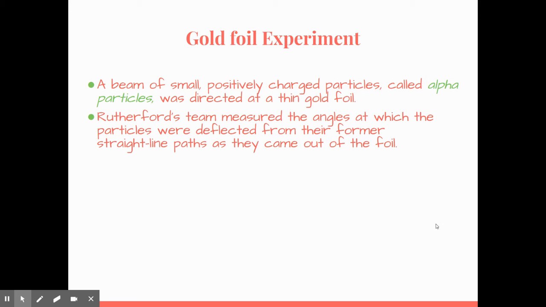These alpha particles were beams of positively charged particles. They were directed at a thin sheet of gold foil. The reason he used gold is because gold is very malleable and you can hammer it out into very thin sheets of gold foil. Think of gold leaf, right? Very thin sheets of gold. And you can measure the angles that the alpha particles were deflected, and he determined the size of the nucleus of a gold atom.